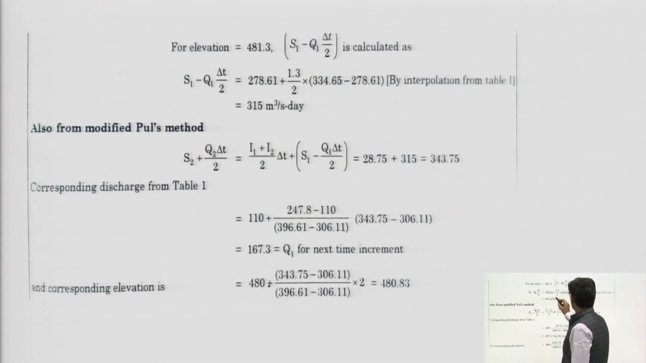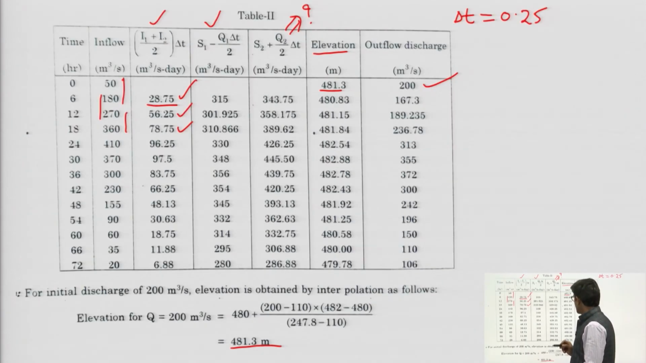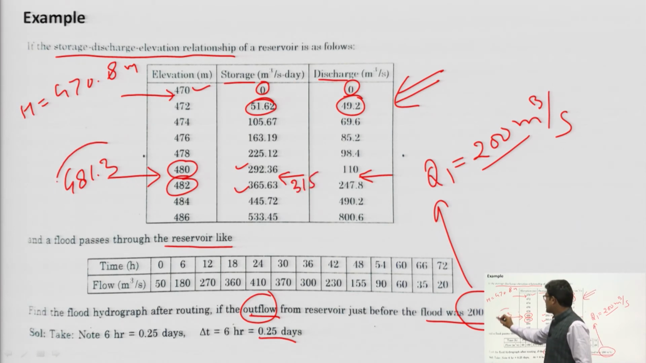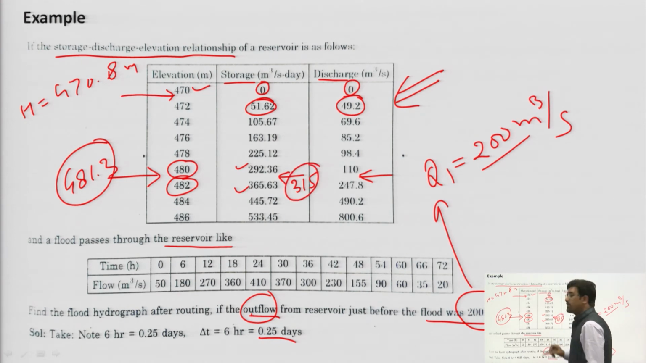Okay. This 278.661, yeah, 334.65 and 278.61. Okay, these two values have been used. So the value in between is 315. So these two values have been calculated for Q1 equal to 200 meter cube per second.